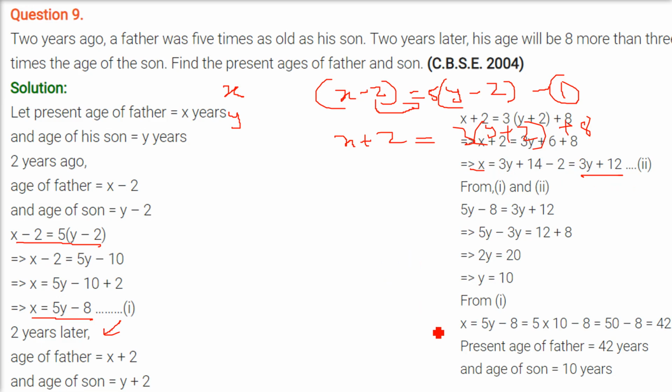Just solve for x and y. You will see x will be, that is father's age will be 42, son's age will be 10.